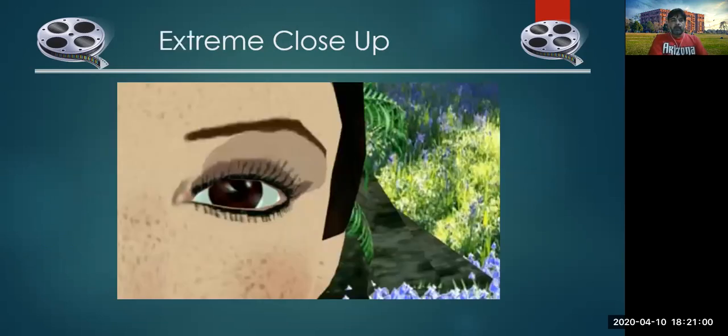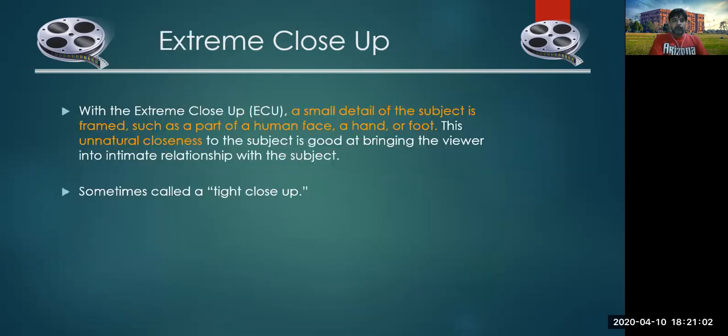Extreme close-up. Again, extreme close-ups are really good to show emotions from someone's face. With extreme close-ups or the ECUs, a small detail of the subject is framed, such as part of a human face or a hand or a foot. This unnatural closeness to the subject is good at beginning the viewers into an intimate relationship with the subjects.